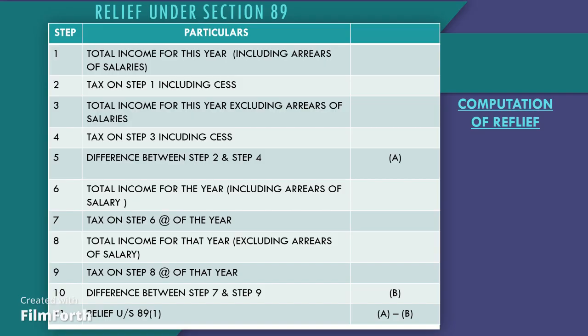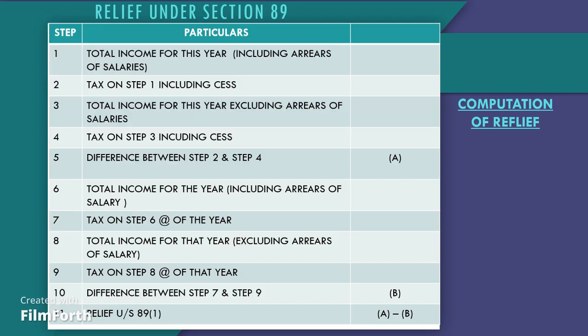Step 4. Compute the tax, after HEC, on the total income after including the additional salary in the previous year to which such salary relates. Step 5. Compute the tax, after HEC, on the total income after excluding the additional salary in the previous year to which such salary relates. Step 6. Find out the difference between tax at 4 and 5.